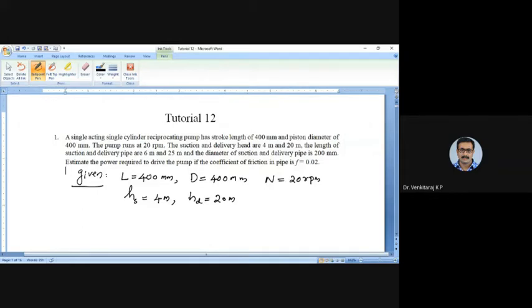The length of suction and delivery pipe. So we have given the length of the suction and delivery pipe. LS, length of the suction pipe is 6 meter, and that of delivery pipe is 25 meter. Then diameters of suction pipe and delivery pipe both are 200 mm. Then friction coefficient is 0.02.